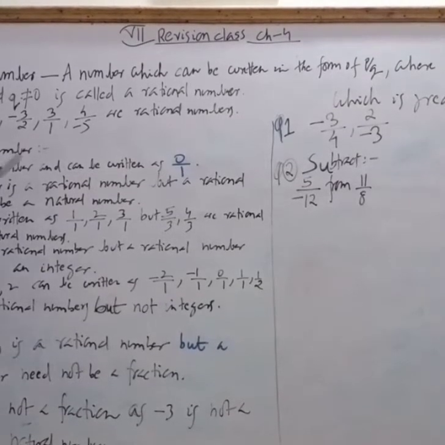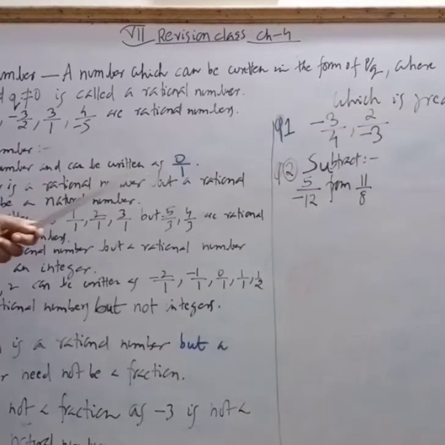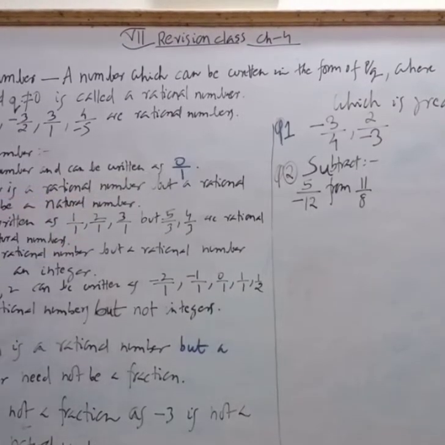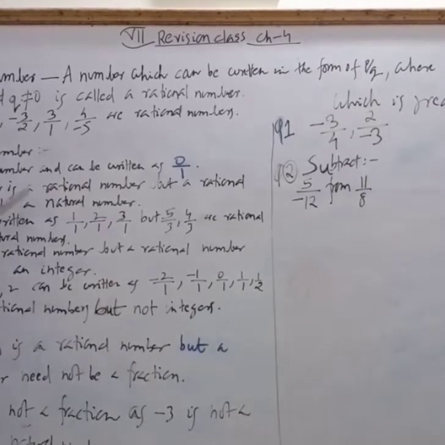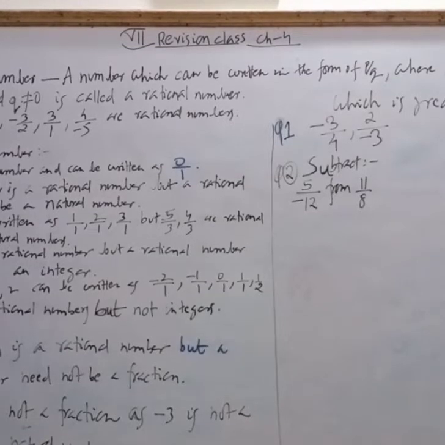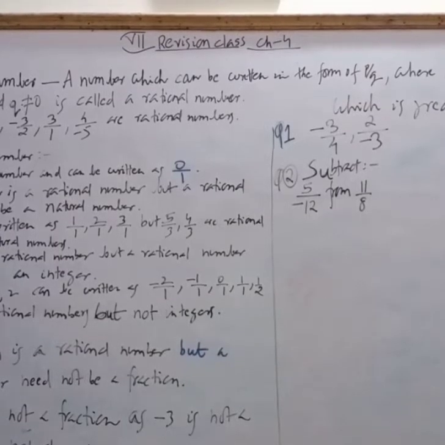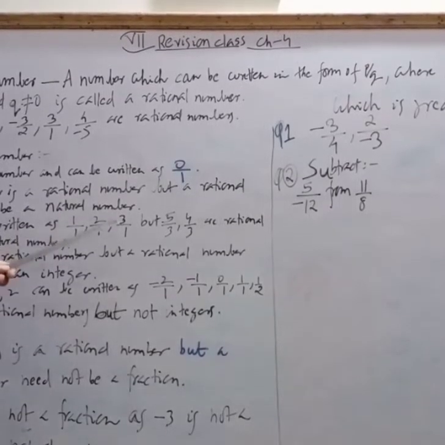Now we move on to the properties of a rational number. The first property we should know is that 0 is also a rational number and can be written as 0 by 1. The second point, every natural number is a rational number. Natural numbers start from 1 and go on like that. All will be called rational numbers, but a rational number need not be a natural number.